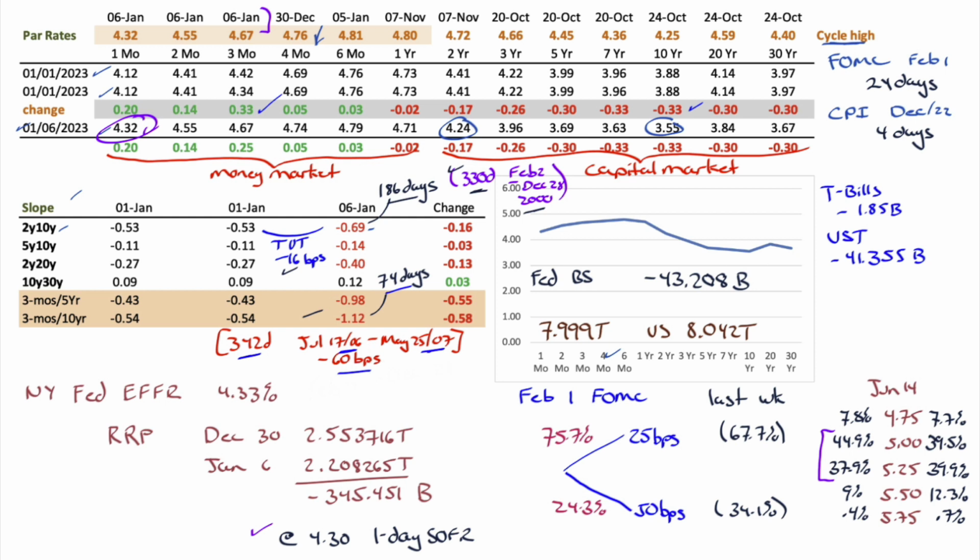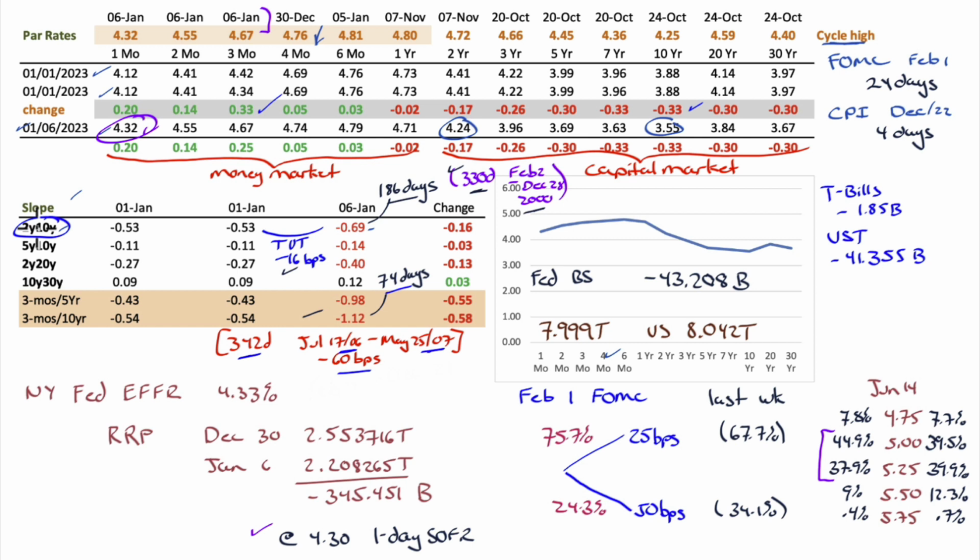Now, I've said in past videos that while every recession has been preceded by an inversion of the 2s to the 10s, not every inversion of the 2 to the 10 leads to a recession, because you can get a 2 to 10 inversion in a high growth environment.